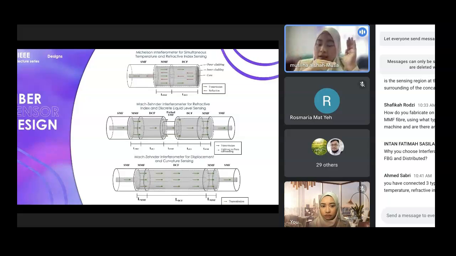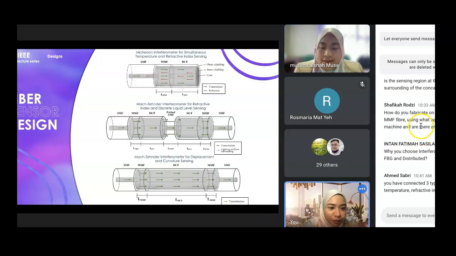So that when we test for temperature, the peak for refractive index does not have a significant change in terms of intensity and also wavelength. Yeah. From my understanding of your explanation, the different parameters will have their own peaks at different wavelengths and they will shift according to the variation. Yeah. Okay, so we have more questions coming in.